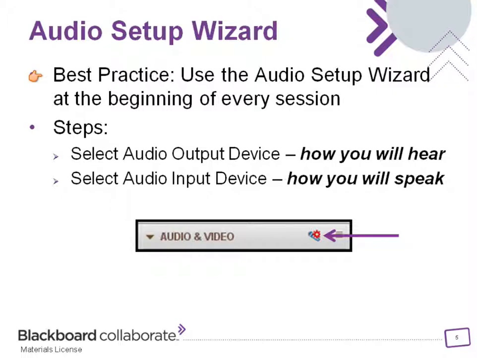The audio setup wizard. This is really the best way to make sure that you're going to get the best quality audio in the session. So at the beginning of each session, go through the audio setup wizard and select the output device, how you will hear the audio in the session, and the input device. What device will you use to transmit your audio? In the audio and video panel, simply click on this little button that will open up the audio setup wizard.